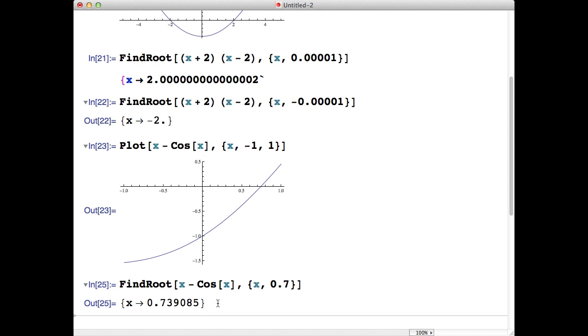Mathematica's root finder is pretty robust. It can do a number of other things, including finding simultaneous roots and so forth, so it's worth checking out the documentation on FindRoot. This concludes the screencast on Mathematica's built-in root finder.